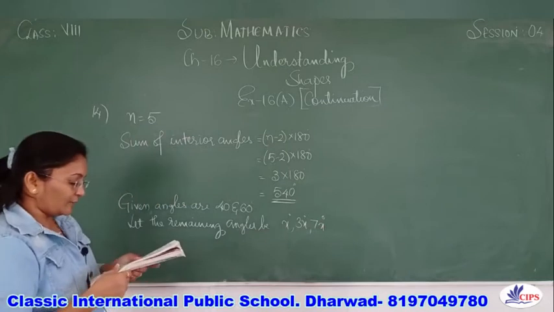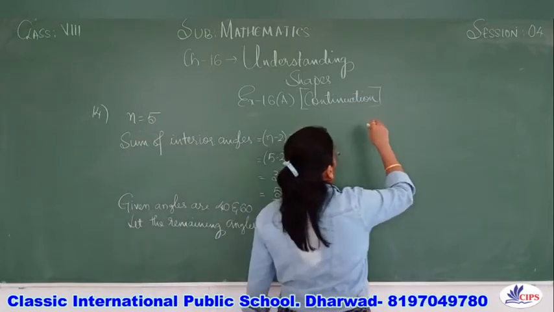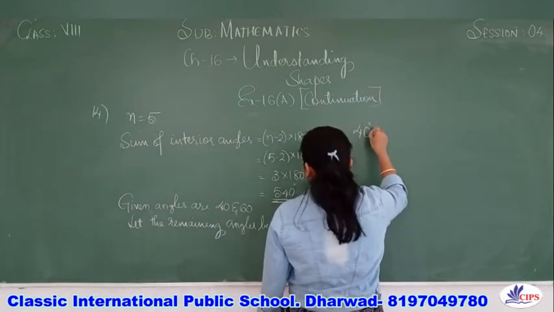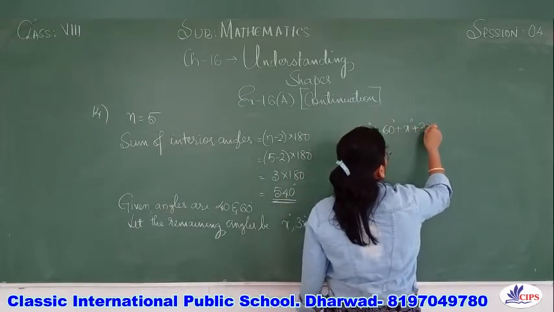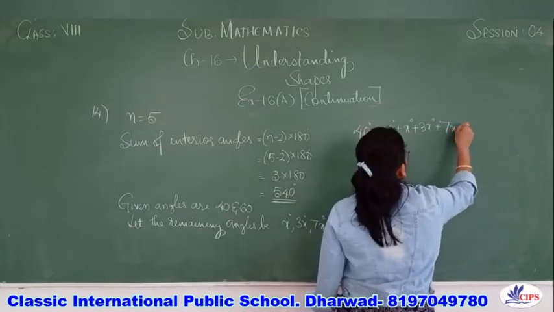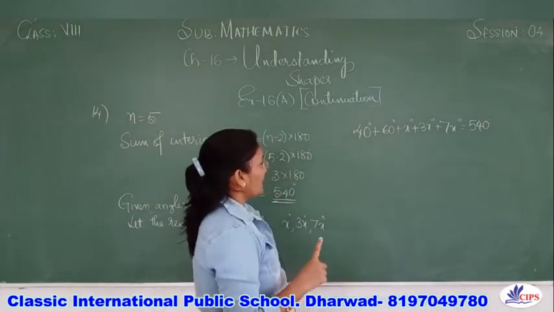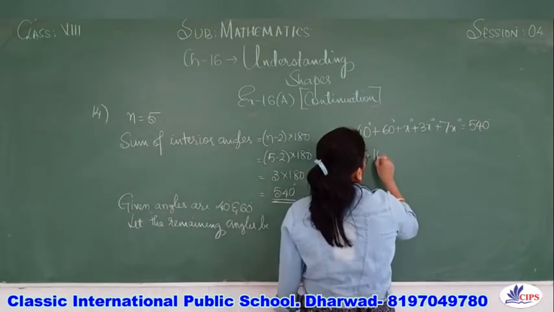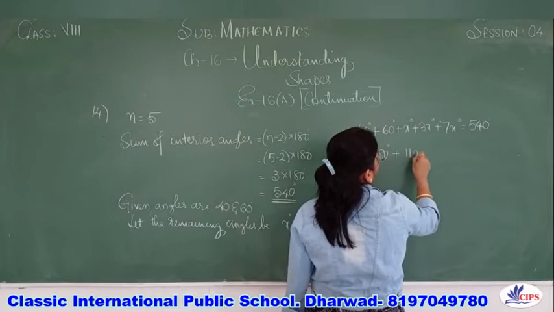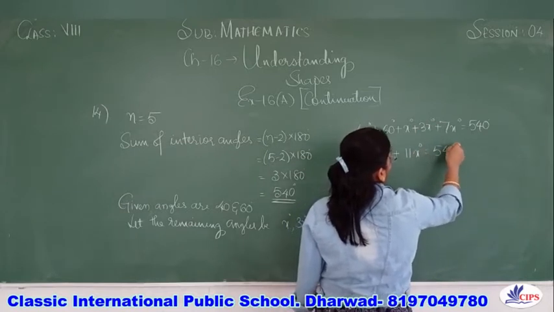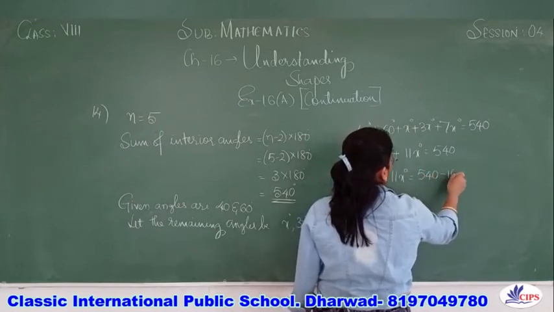Now find the biggest angle of the pentagon. So we will find that later. First we will find out the value of x. So the given angles are 40 degrees plus 60 degrees and the remaining angles, that is x degrees plus 3x degrees plus 7x degrees, equals 540. Now what is 40 plus 60? 40 plus 60 is 100. Next, when we add 7 plus 3 is 10, 10 plus 1 is 11x degrees equals 540. Now 11x degrees equals 540 minus 100.